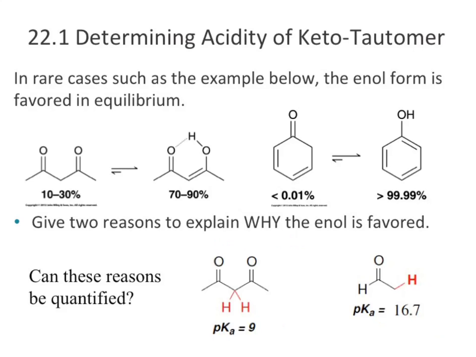So we take a look at our pKa's. The one on our left is a 9. The one on our right is a 16.7. Okay, so again, we've now shown that our left one is more acidic.